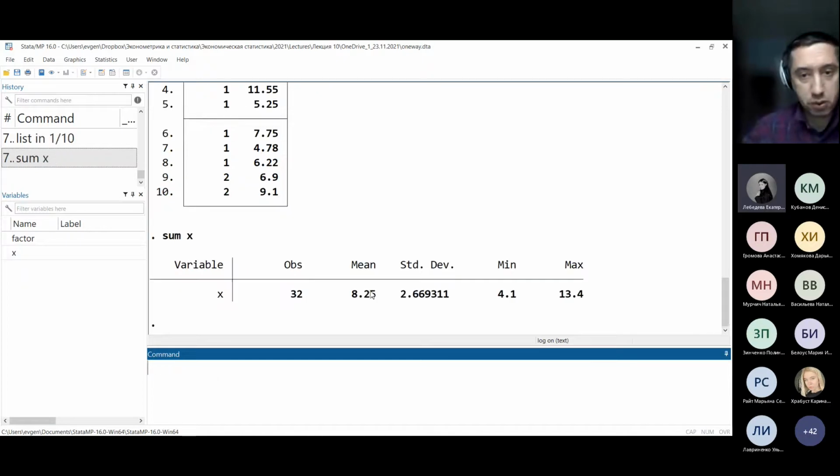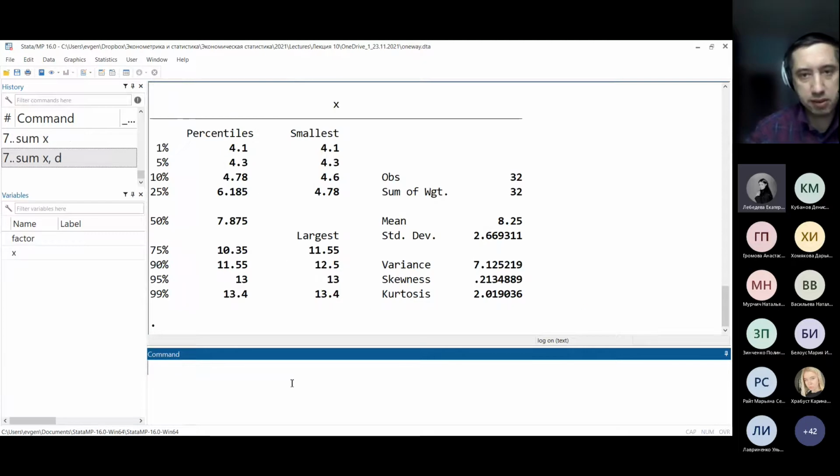Well, what we have here, look, we have variable factor, we have variable x, and within variable factor we have 4 levels. X is a continuous variable, and it could be interesting to make simple descriptive statistics for x. So we see that the average is 8, 2.7 is the standard deviation, minimum and maximum. There is nothing unusual in our descriptive statistics. If we look at the detailed summary statistics, we see that median and mean values are close to each other. Also we see that skewness and kurtosis are close to the benchmark values.